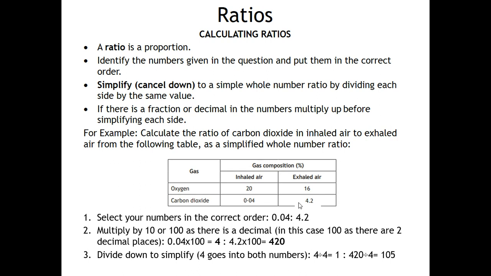Now we're ready to divide down to simplify it, and as you can see 4 goes into both numbers. 4 divided by 4 is 1, and 420 divided by 4 is 105. So that is our solution. The correct answer is 1 to 105.